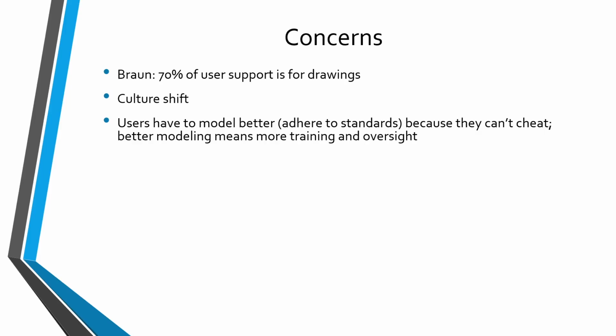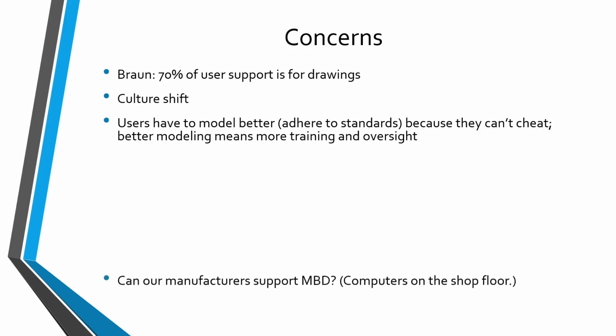Sometimes, to get around doing things on the model, you can sketch lines and arcs and other different entities directly on the drawing. You can cheat on a drawing. But if you are making the model the source of truth, that means that people have to model correctly. They have to adhere to standards, and you have to train them in that, and you have to make sure that they are doing things properly.